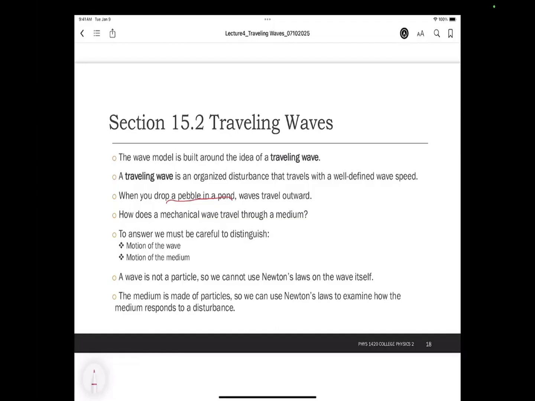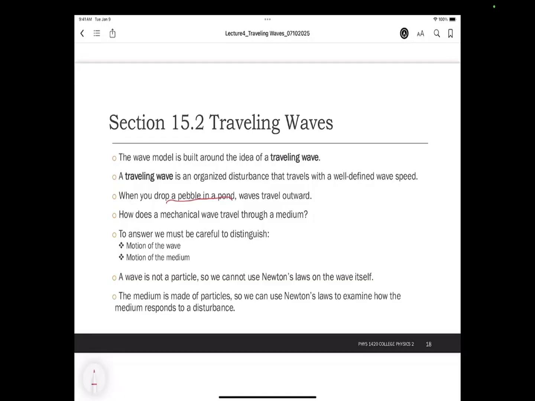A wave is not a particle, so we cannot use Newton's laws on the wave itself. It's not a thing, not a real thing you can touch. It's just a form, like a shape. We cannot use Newton's laws on the wave itself, but the medium is made of particles, so we can use Newton's laws to examine how the medium responds to a disturbance.